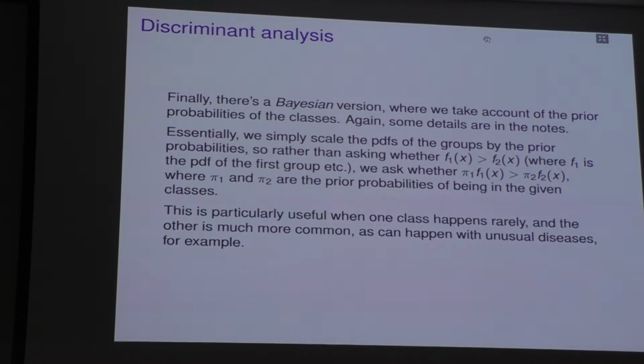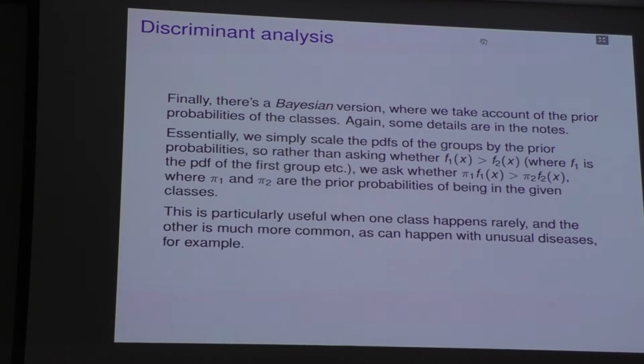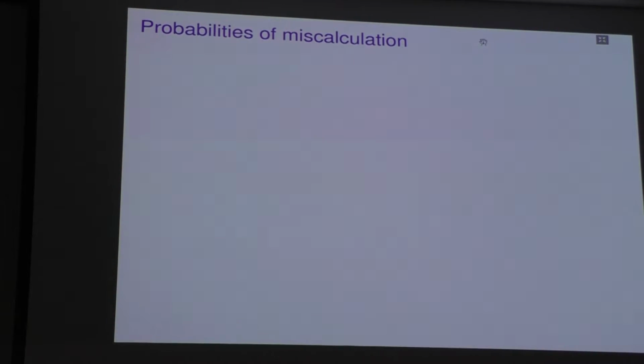And again, you can do the same kind of thing if there are some costs involved. Maybe one diagnosis might be flu and another polio, and it might be much more expensive if you misdiagnosed polio as flu than flu as polio, and then you might want to incorporate some extra costs in your model as well, and that works in the same kind of way. Anyway, to move on then to probabilities of misclassification.